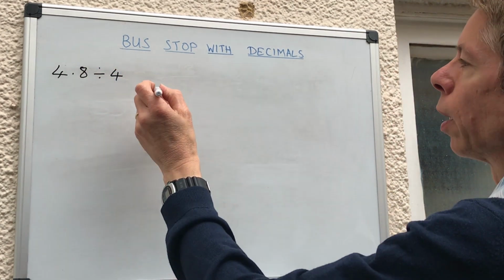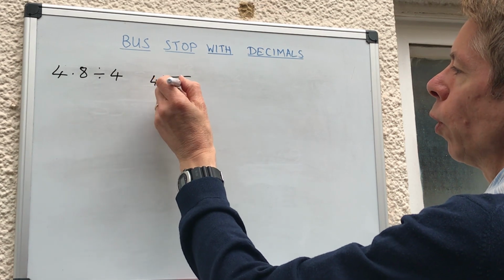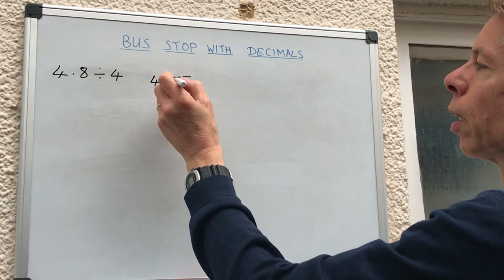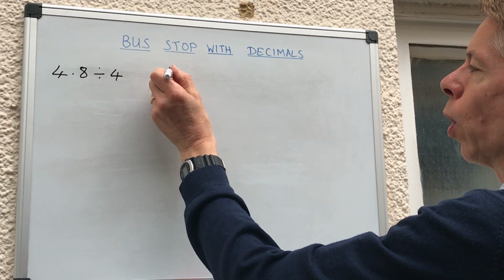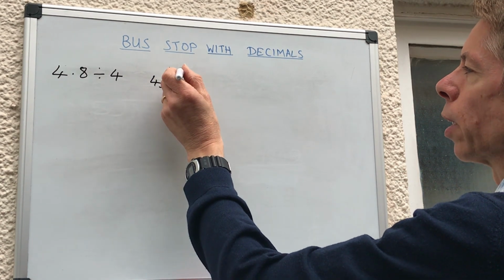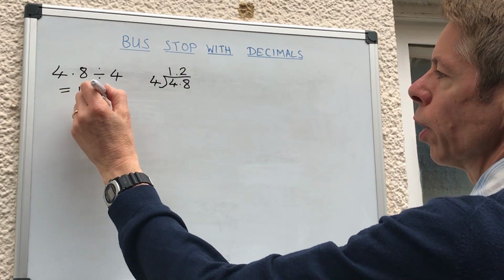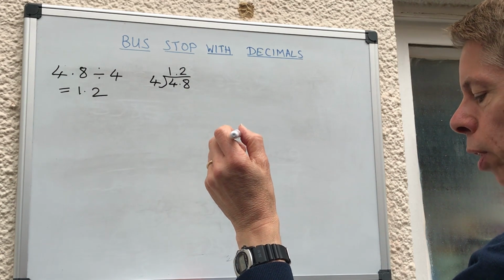So what we do here is very similar to what we've already done before. 4s into 4.8. So 4s into 4 is 1, make sure you put the decimal point level. 4s into 8 is 2, so that answer is 1.2. Right, let's go across now.